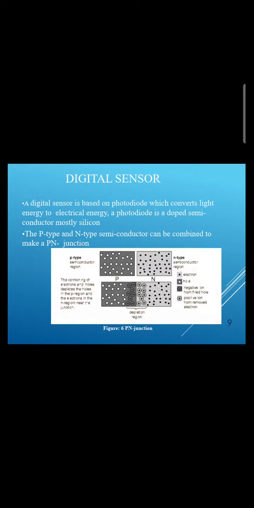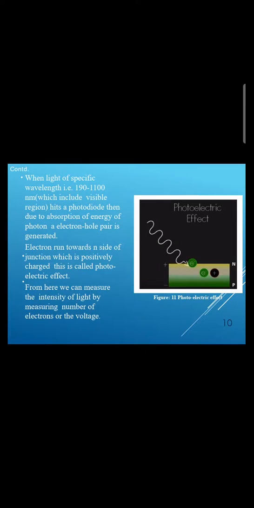A digital sensor. A digital sensor is based on a photodiode which converts light energy to electrical energy. A photodiode is a doped semiconductor. It is made up of mostly silicon. The p-type and n-type semiconductor can be combined to make a p-n junction.